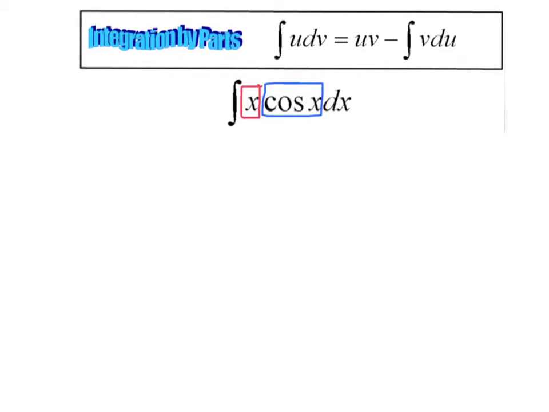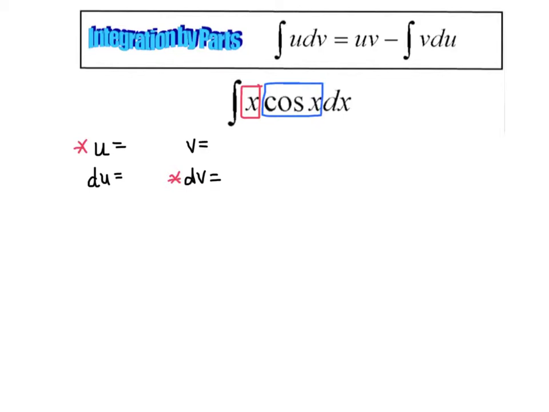Now, I have to pick one to be u and one to be dv. So I'm going to write u equals. Now, I'm going to put a little star by this, and I won't do that in many videos, but this is the first time you're seeing it. And then I'm going to write du underneath it. Over here, I'm going to write v and dv. And again, I'm going to put a little star by dv because this is what we are going to pick. We're going to pick one function to be u and the other function to be dv.